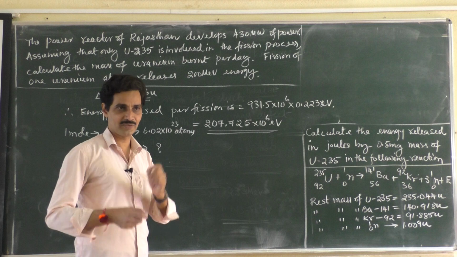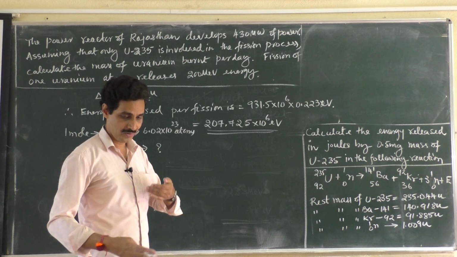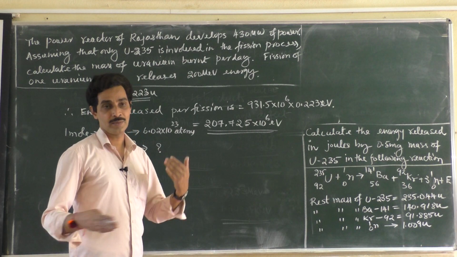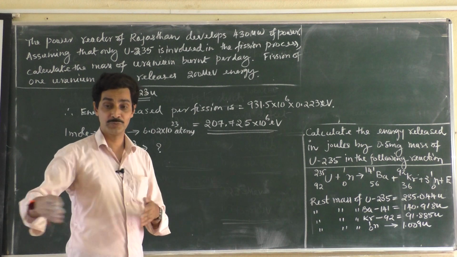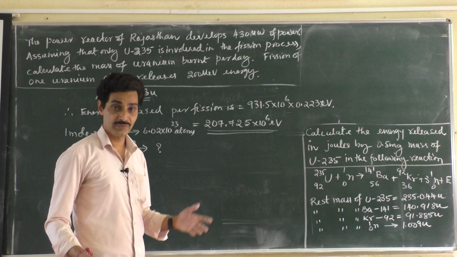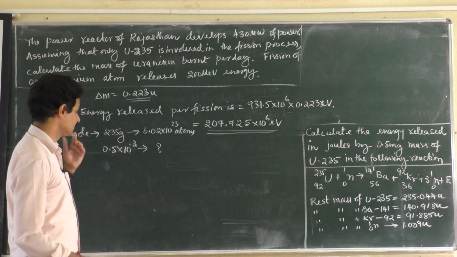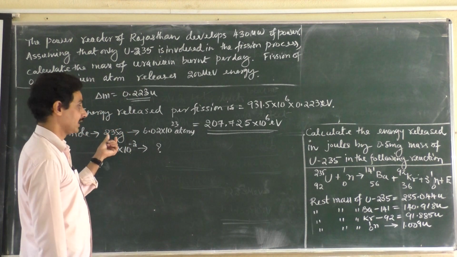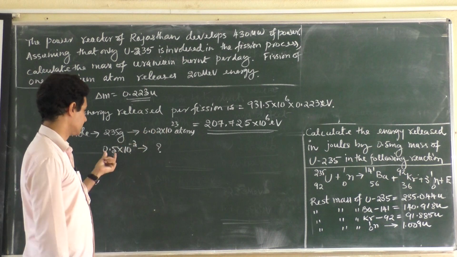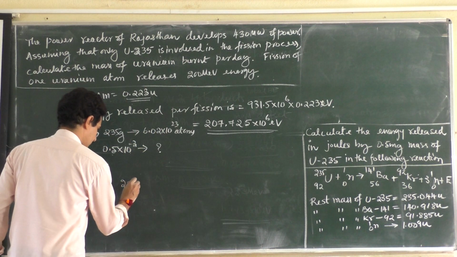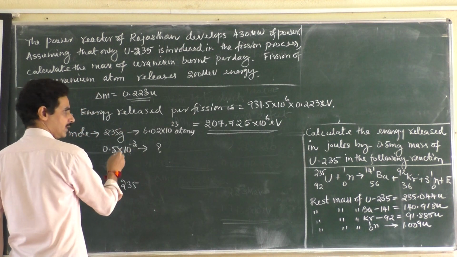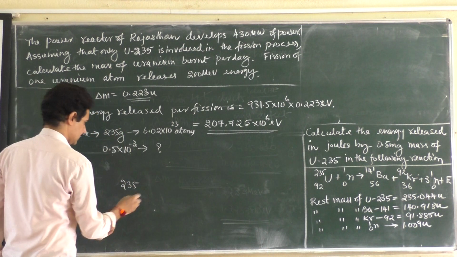So every time you will have to recap what you are doing, because this is a long process. Otherwise, somewhere you will be caught and not know where to go, whether to come back or move forward, or what we are finding out now. So all those confusions will occur. So 235 gram, that is 1 mole, contains this many atoms. This much gram contains how many atoms? Let both be in gram. If you want to convert to kg, convert both to kg.